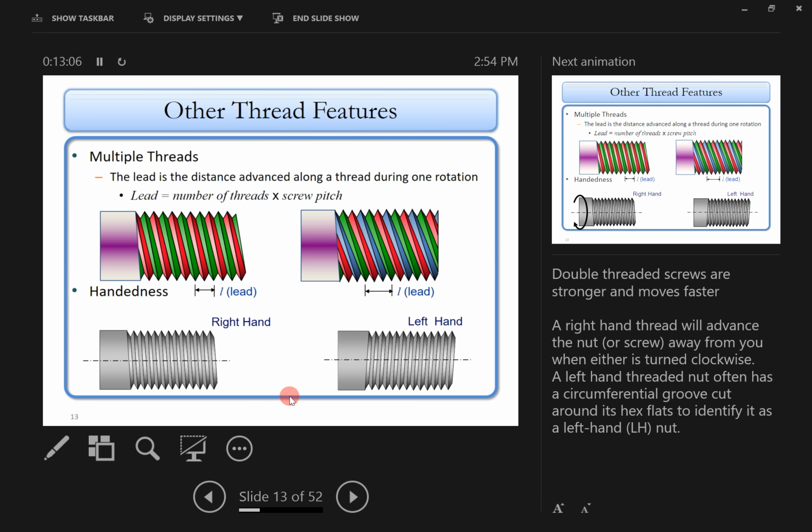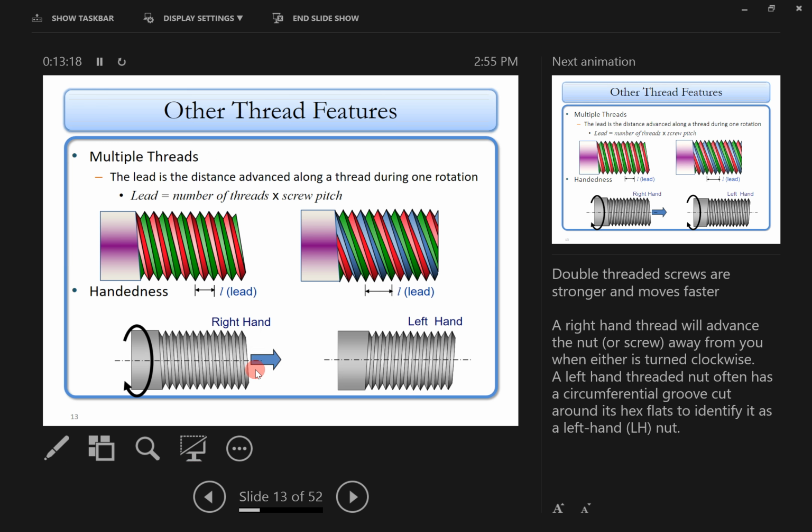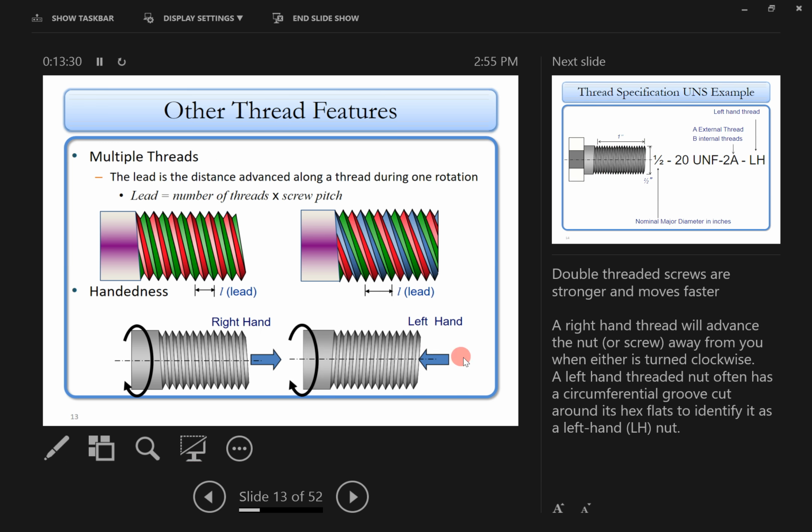For the threads, you can have either right hand or left hand. So there are two different directions basically. The way it works for the right hand, if you turn it clockwise, you'll go to the right side, and this one will go in the other direction. So that's the difference between right hand and left hand.